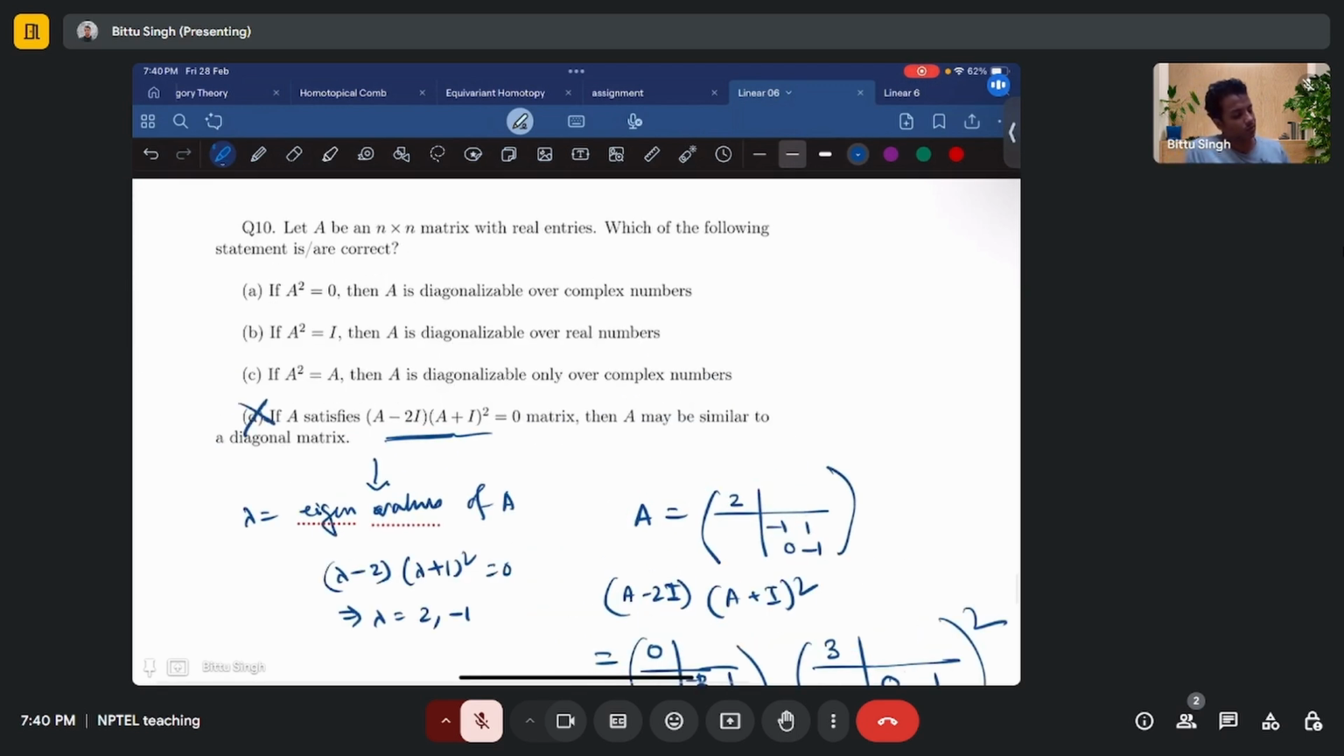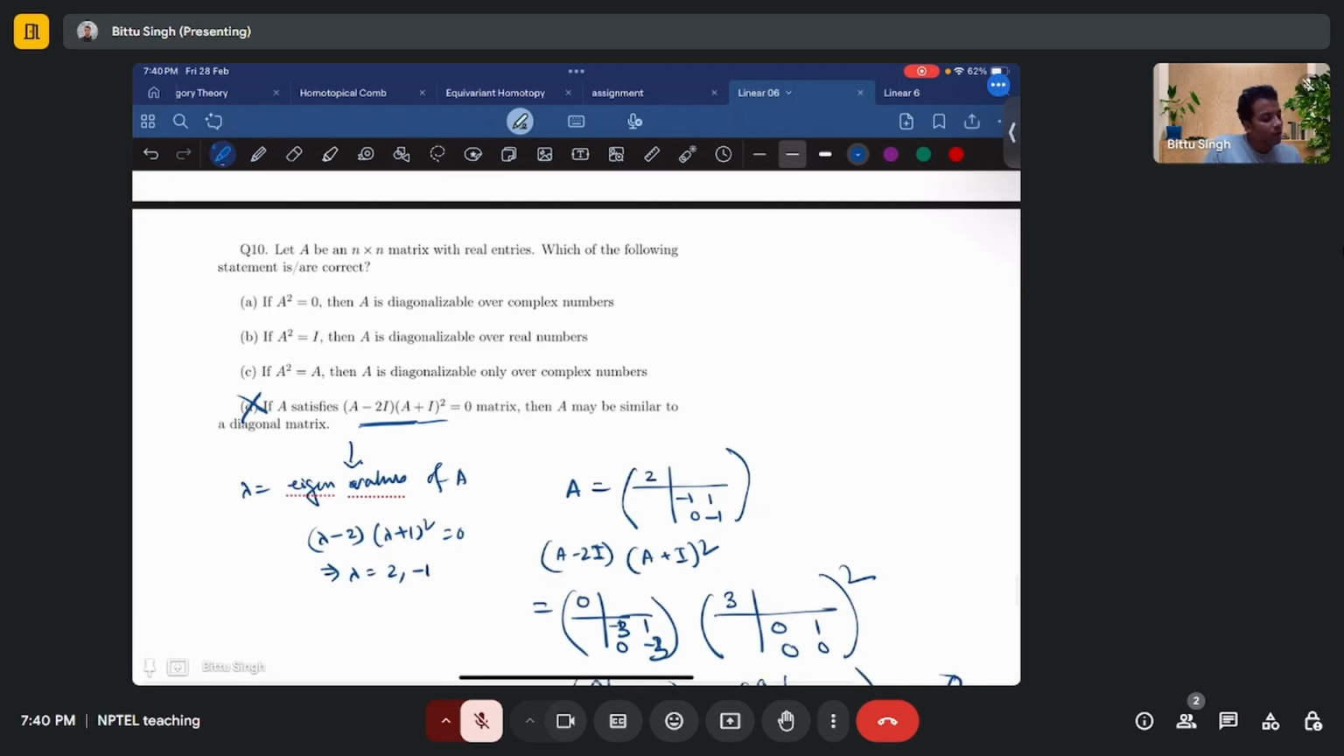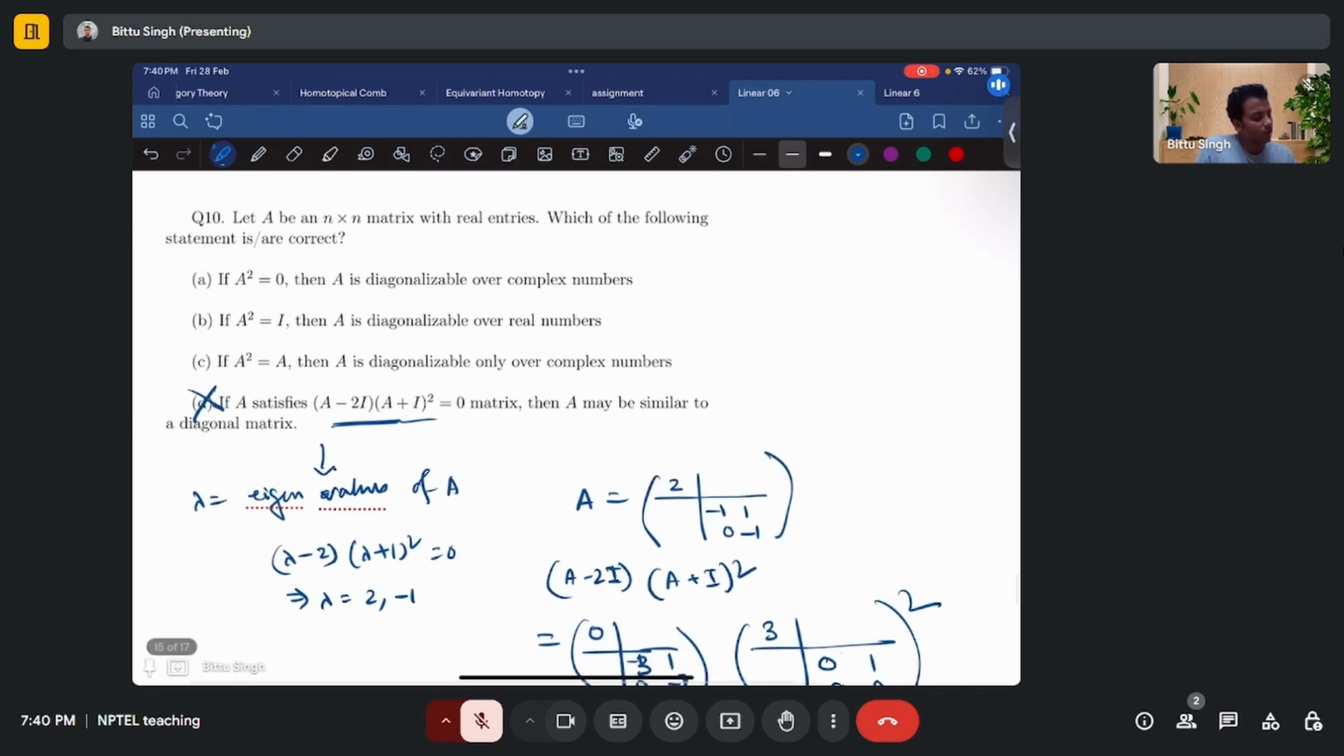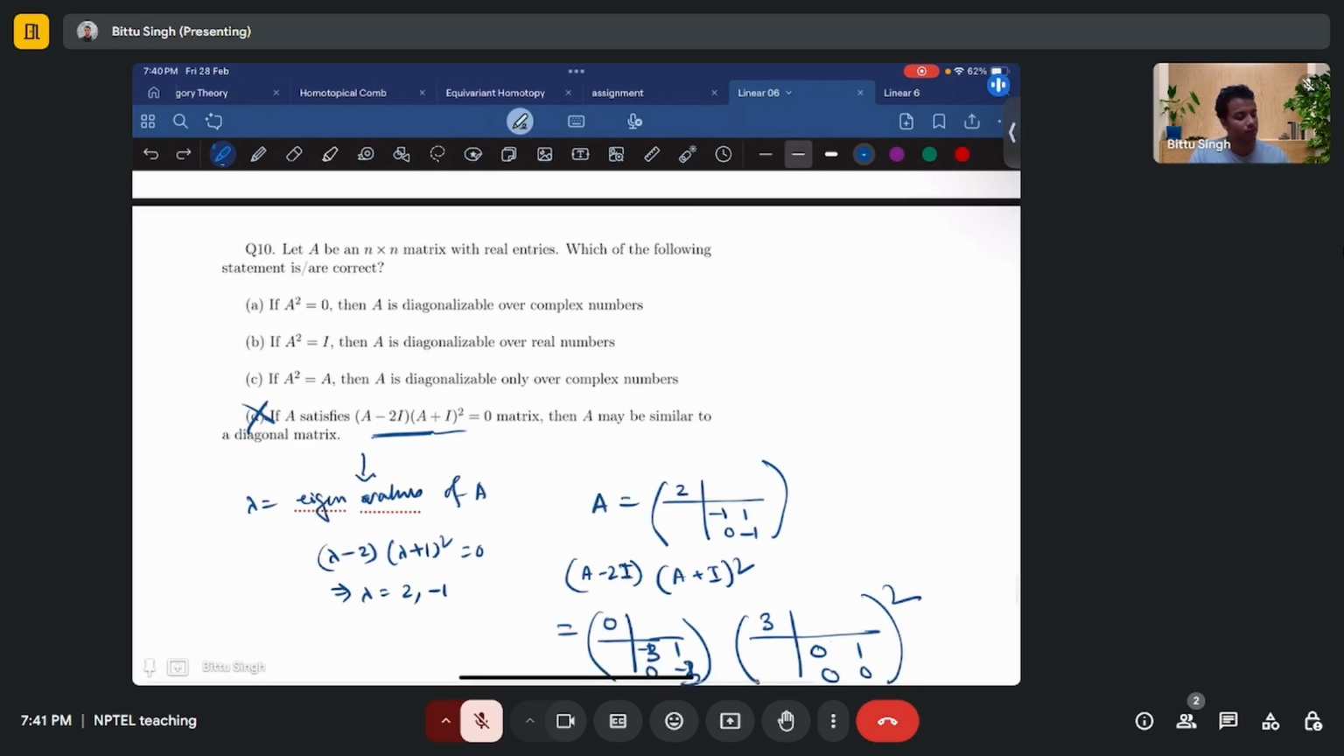So this is also false, because we have successfully found a matrix A which satisfies this relation, but it cannot be diagonalizable. Why is this not diagonalizable? Because the geometric multiplicity of minus 1 is strictly less than 2. This will be 1, because the rank of this block, if we add plus 1, will be 1. So that is the problematic part. So D is also false.